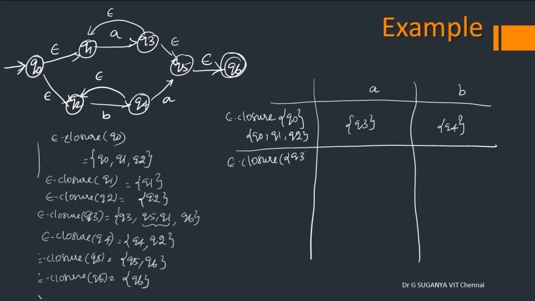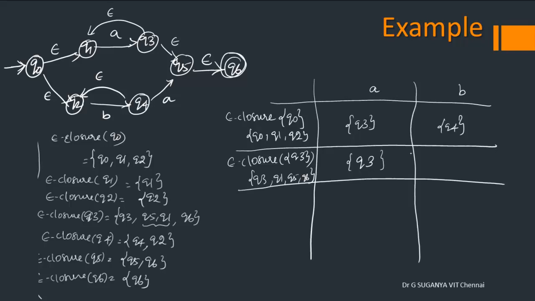Epsilon closure of Q3. So bring this destination over here with epsilon closure. What is epsilon closure of Q3? It is Q3, Q1, Q5 and Q6. This becomes the next state. So apply A from here. From Q1 it is to Q3, and from Q3 we don't have a transition. From Q5 no, from Q6 no.